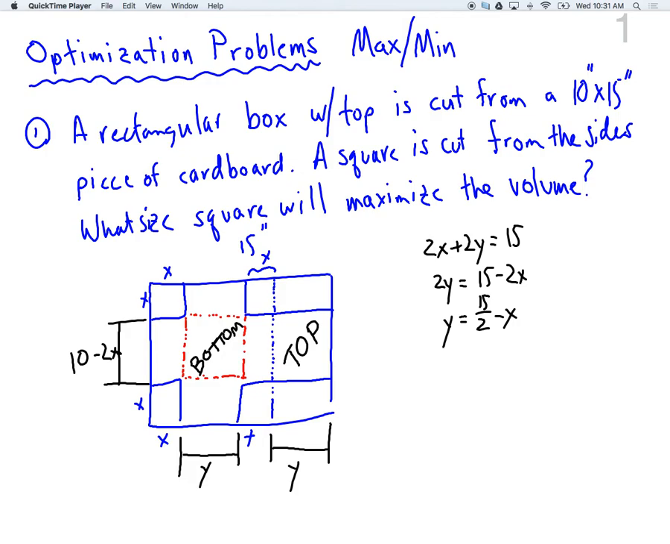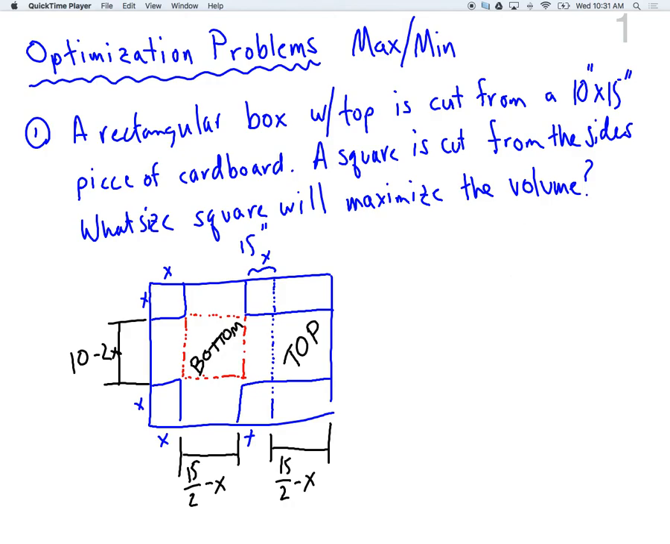So let's get rid of the y's, because we're done with them. Whenever possible, we want to work in only one variable. 15 halves minus x. Okay, can I erase this? Are you good here? Okay, good. What is it we're trying to maximize? Volume. So now we need a volume. What's the volume of a box?